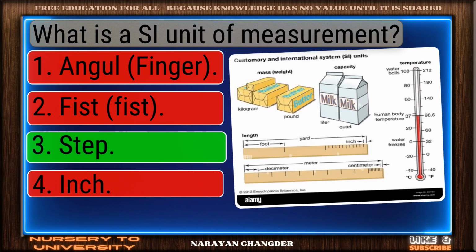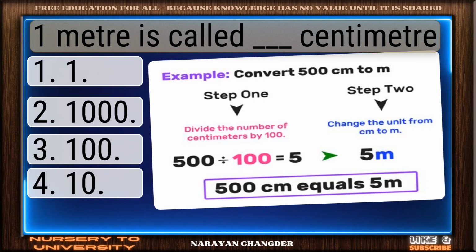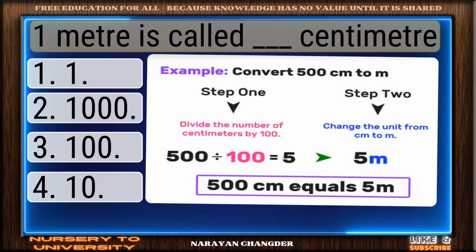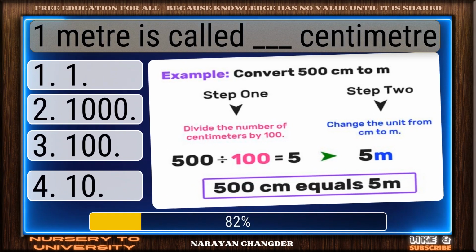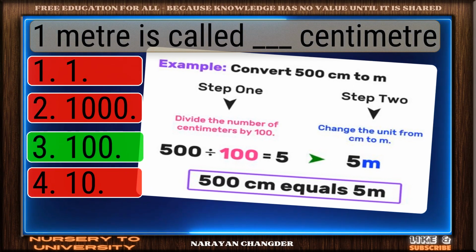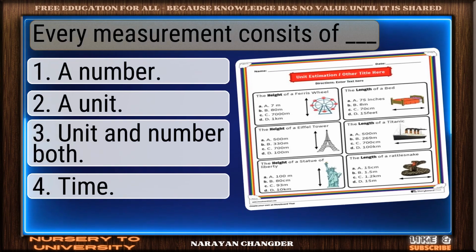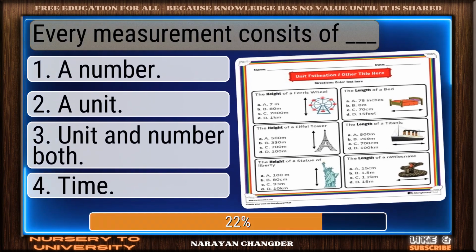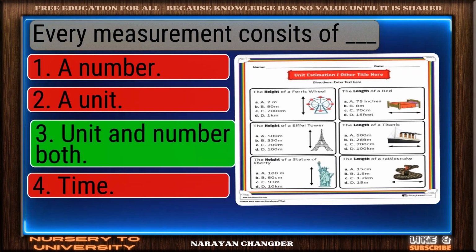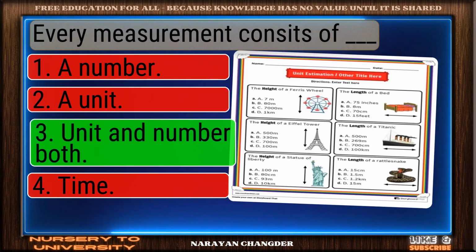Nice selection. Step is the correct and valid answer. 1 meter is called dash centimeter. Clear logic. Your choice 100 is sound and 100% true. Every measurement consists of dash. Well picked. Unit and number both is the correct answer.